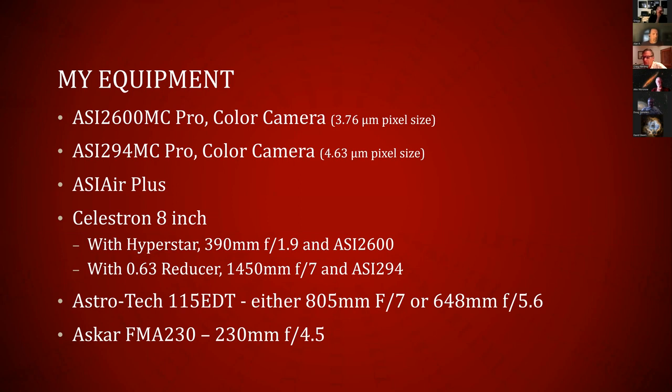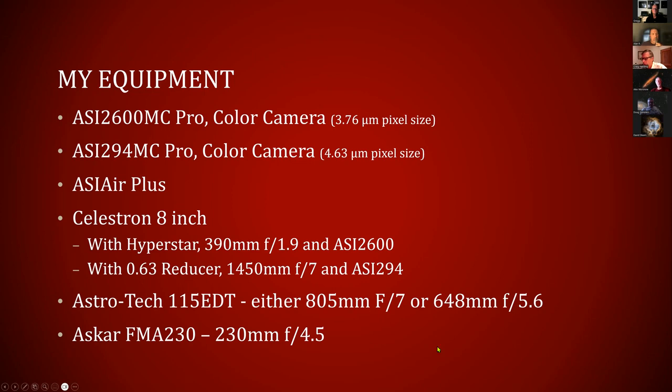I do all my capturing with the ASIAIR Plus, so flat frames, darks, dark flats, the lights, that all happens. And then I've got a wide range, the telescopes are really meant to get a wide range of focal lengths. So I've got the Hyperstar, really fast 390 millimeter. Then on the other end of that, for galaxies, I put the reducer on it. And I found that with these two cameras, I've now broken it up into using the 294 for anything 800 millimeters and above in focal length, and the 2600 for everything under that.